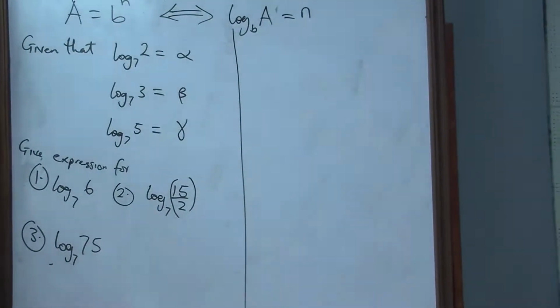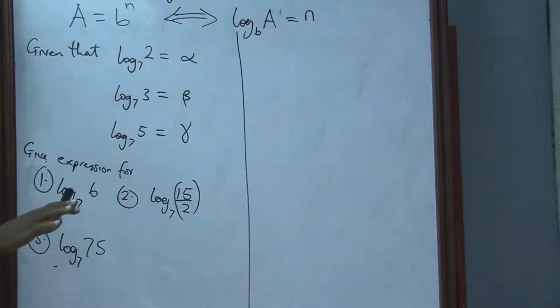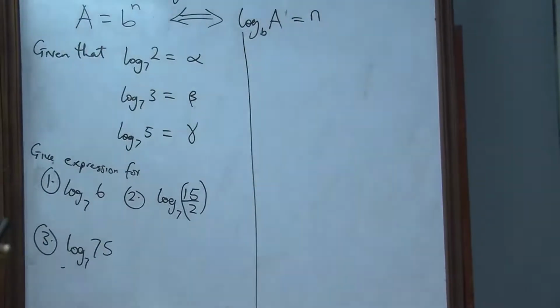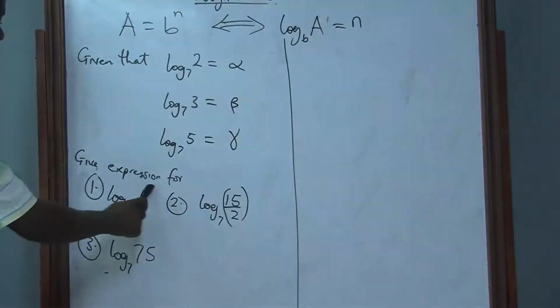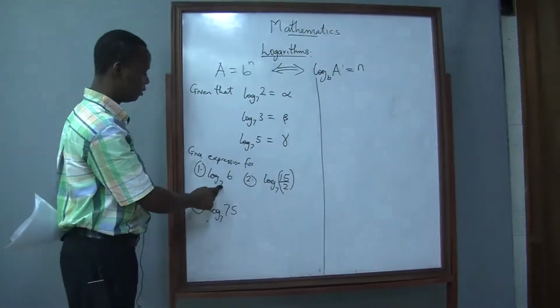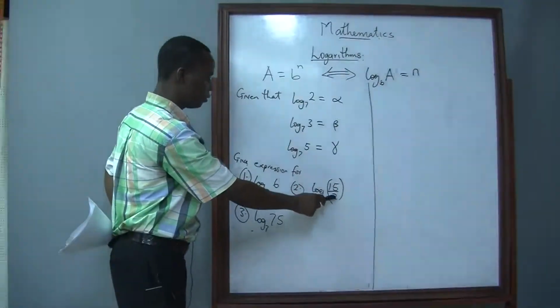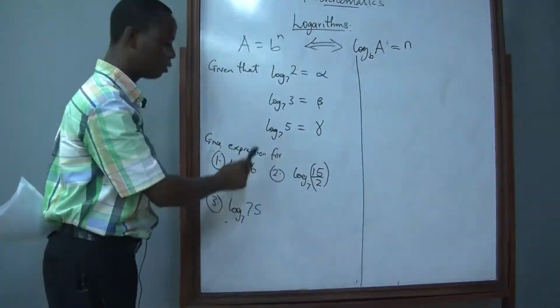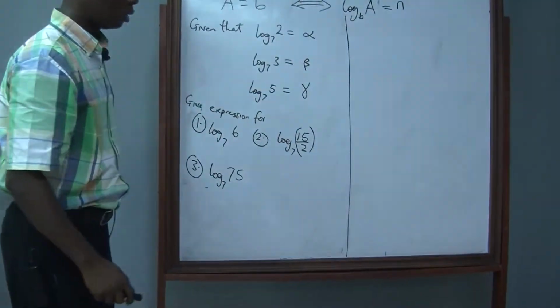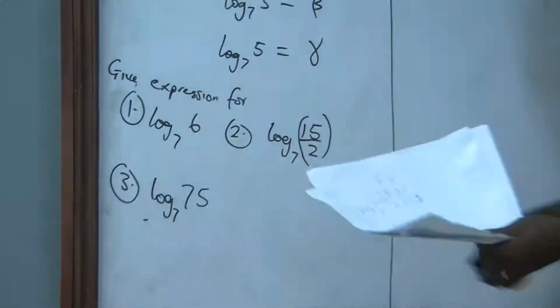Please do not be afraid of the alpha, beta, and gamma thing. They are just an expression. The questioner says give expression for log 6 in base 7, log 15 over 2 in base 7, and log 75 in base 7. Now, let's see how we're to deal with this one by one.